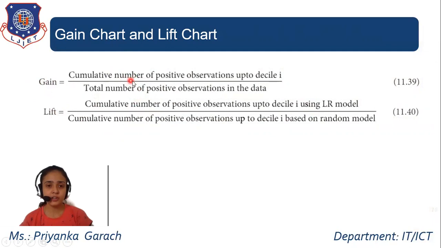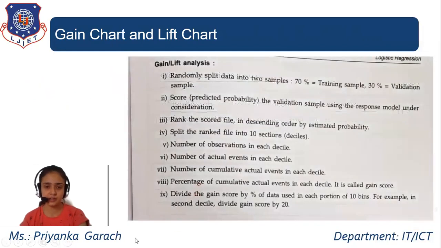So you can see over here that is only the number of positive observations, it means the actual observations. Cumulative means you have to do the summation of that. So you have to calculate all this, and after that you have to make use of the gain and the lift formula, so you will identify those two particular values.